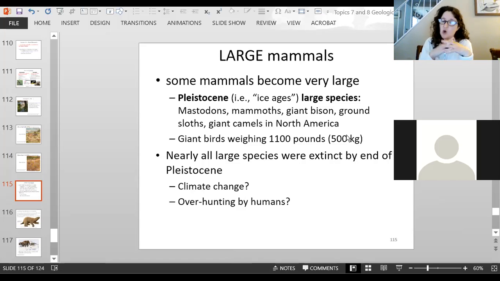So nearly all of these large species were extinct by the end of the ice ages, actually. And the thoughts are that climate change, because at the end of the ice ages it got warmer, and some of these really large animals were not able to adapt quickly to the warming climate. Also, humans came around and started hunting the animals. So there could have been overhunting by humans that killed off a lot of these animals as well.